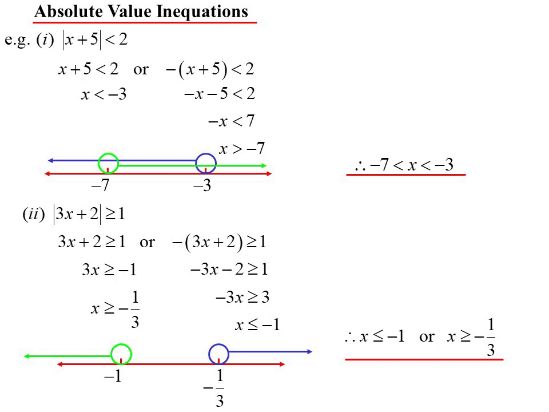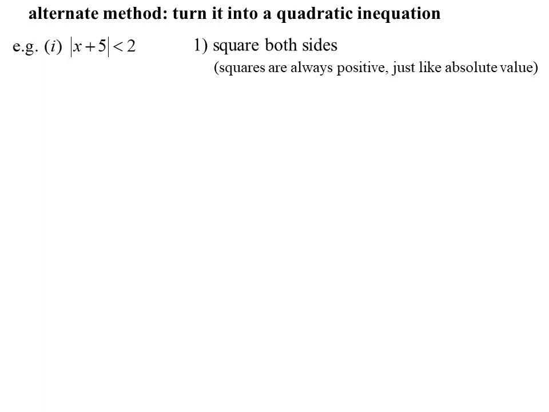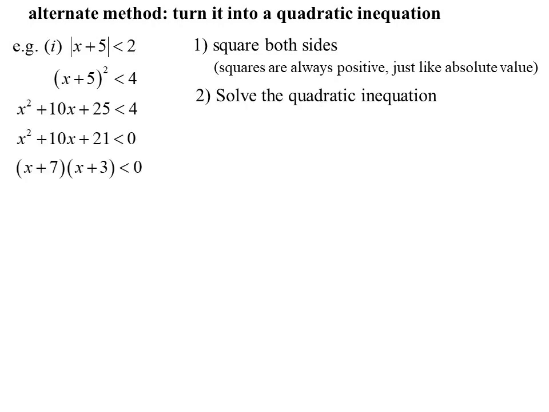But again, you could simply solve it like an equation, find those two solutions, and test to see where you are. Another way you could do it is to turn it into a quadratic. Here's that same question. Square both sides. Now I can do that. Squares are always positive, same as absolute values, so it's going to work nicely. I get (x + 5)² is less than 4. Solve that inequation. Okay, there's the maths behind it. We get x is in between -7 and -3.